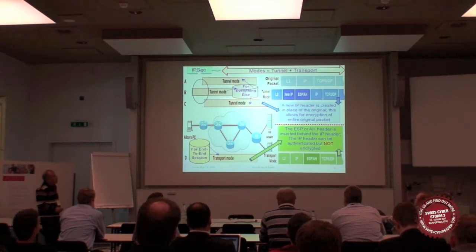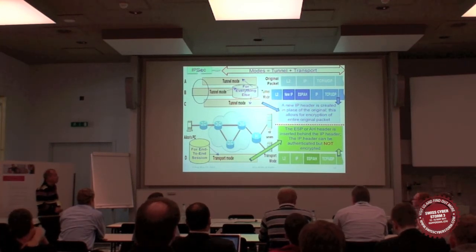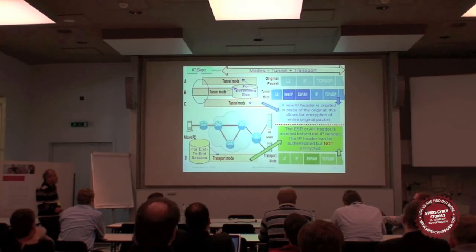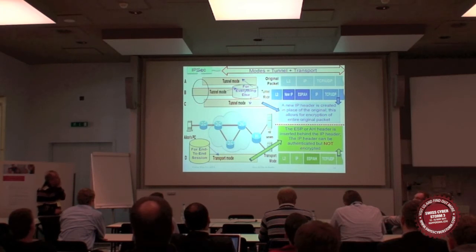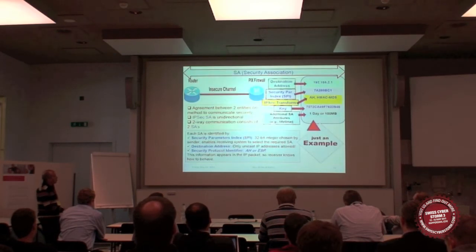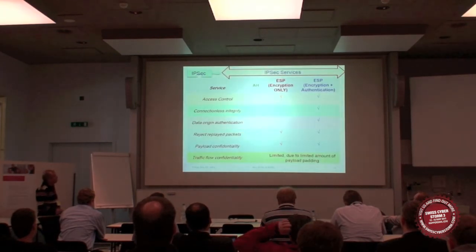So a new IP header is created in place of the original. This allows for the encryption of the entire original packet. The ESP or authentication header is inserted behind the IP header. The IP header can be authenticated but not encrypted. This is valid for the transport mode. Let's see more.